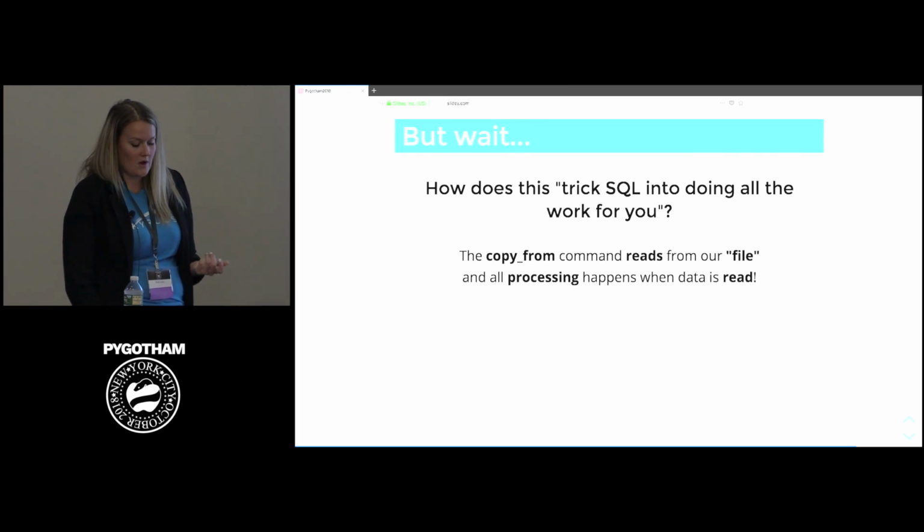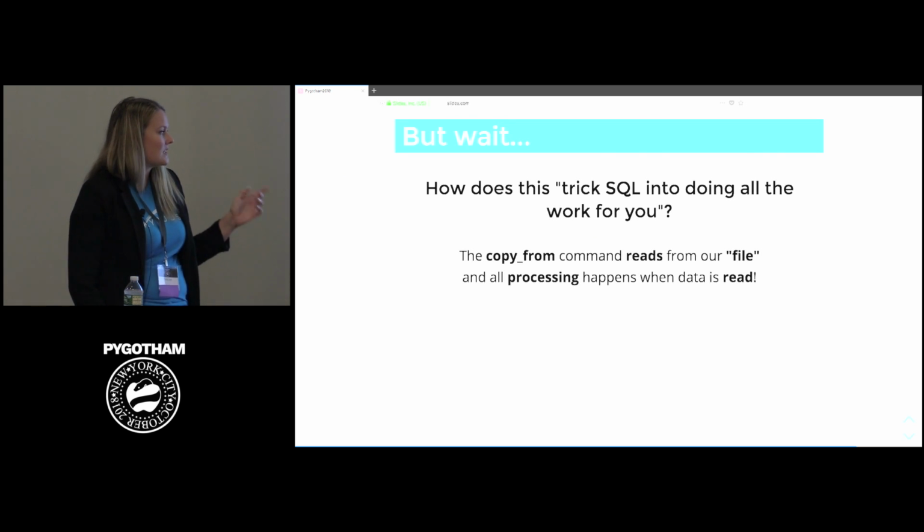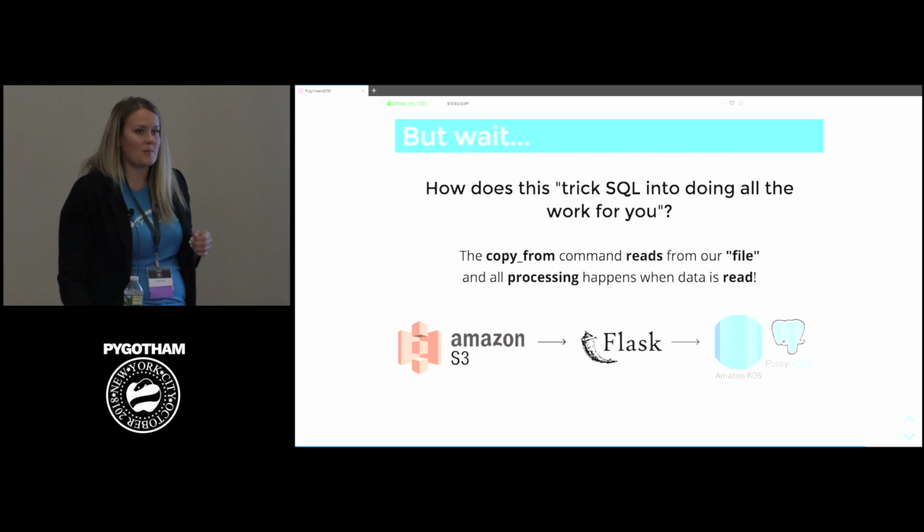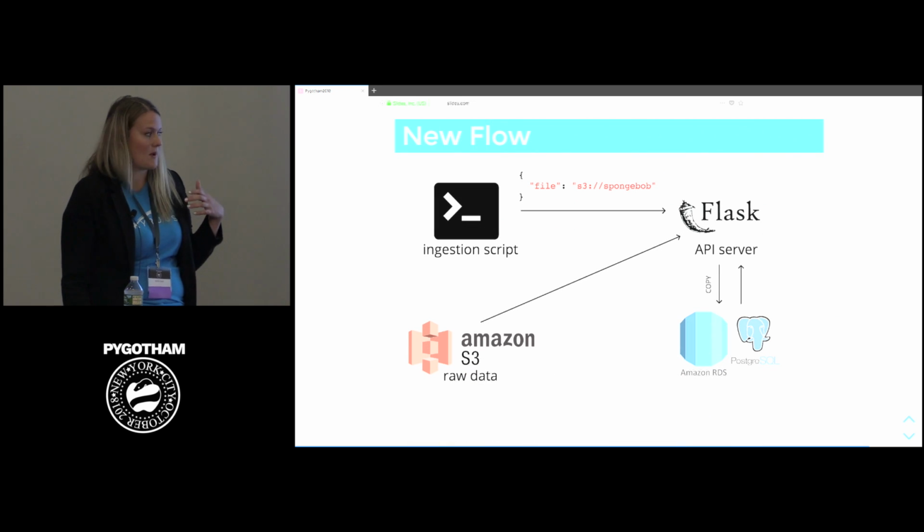So that's pretty cool. All we did was set up the pipes to stream something from S3 through Flask and into Postgres without doing any reading or processing ourselves. We just set up the commands for it to pull. So what does this look like now? What's the new flow? Remember, as we were doing it one by one, it was really, really slow. It was going to take us 48 hours.